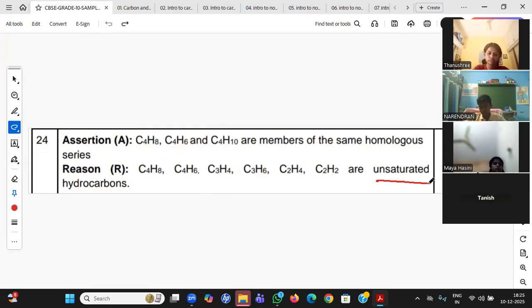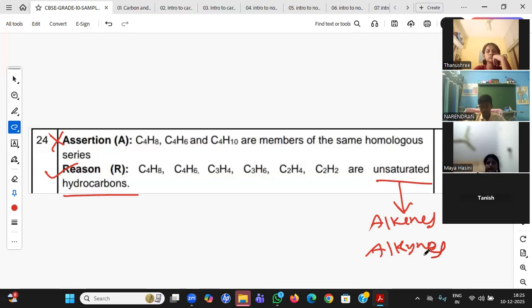Okay, now why is this unsaturated? Yes, Maya, why are they unsaturated? The reason is right. This is right, this is wrong. The right answer is assertion is wrong, reason is right. Why, Maya? Why are they unsaturated hydrocarbons? What is unsaturated, Maya? Say me. Double bond and triple bond. Double bond, triple bond, but we generally say alkenes, alkynes. Okay, that's all, student. Your answer is right.